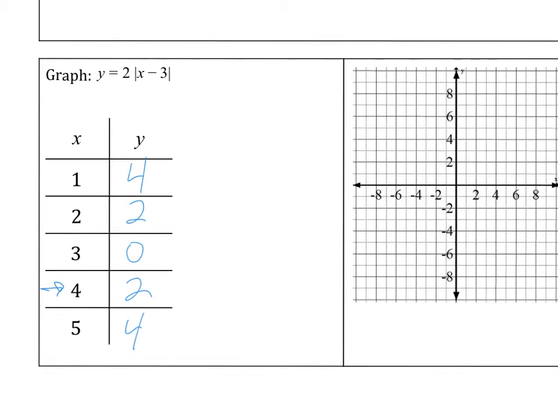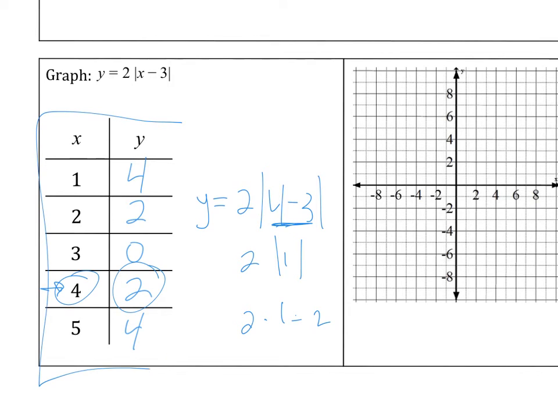If x is equal to 4, y equals 2 times the absolute value of 4 minus 3. Take care of this first. 4 minus 3 is 1. So we have 2 times the absolute value of 1. The absolute value of 1, to get rid of the grouping symbol, I'll take that absolute value. The absolute value of 1 is 1. 2 times 1 is equal to 2. So if x equals 4, y equals 2.